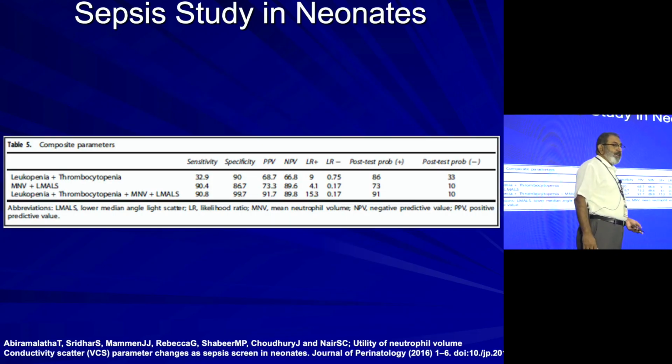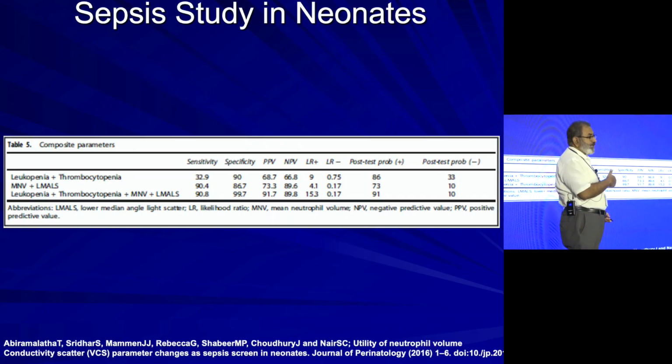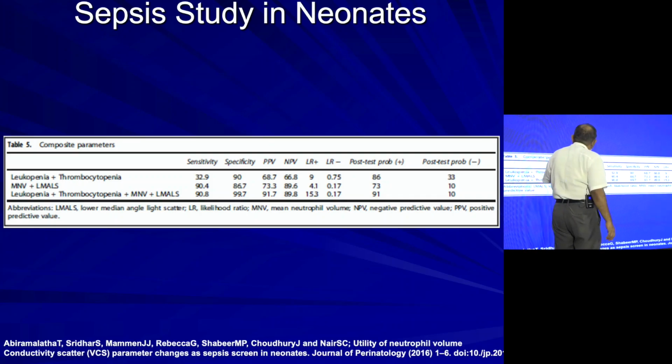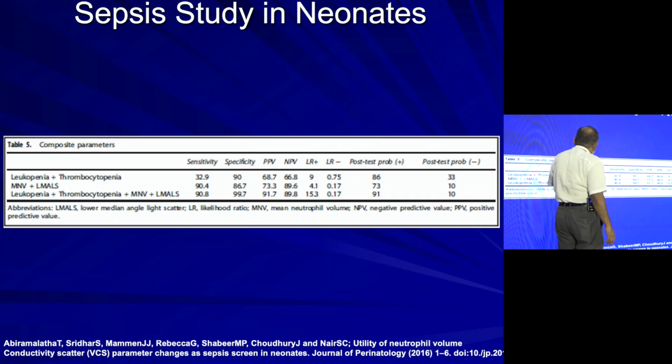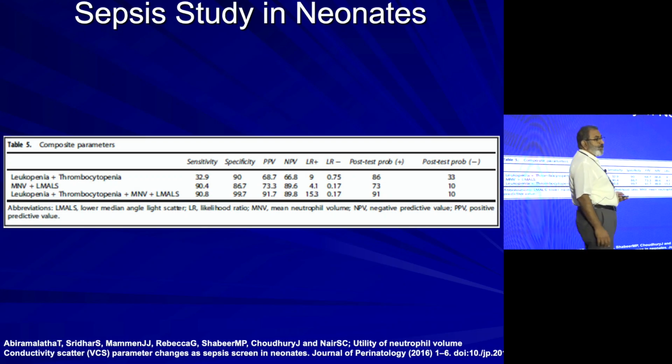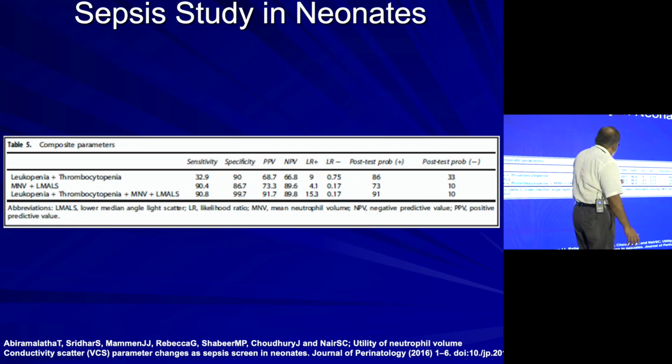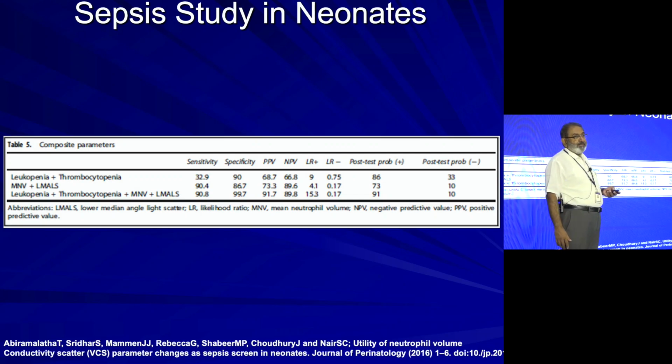So this is a study that we did, a Nature publication, where we found that large neutrophils and low scatter of neutrophils, when you combine it with leukopenia and thrombocytopenia, the specificity of diagnosis of sepsis is almost 100%, and sensitivity is 91%. Just looking at neutrophil, nothing else, but from the cell counter.